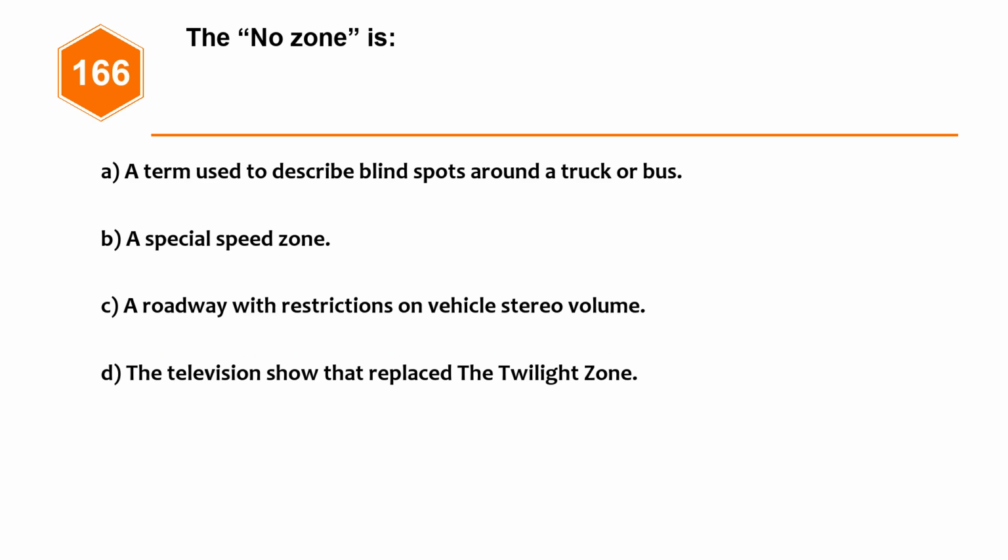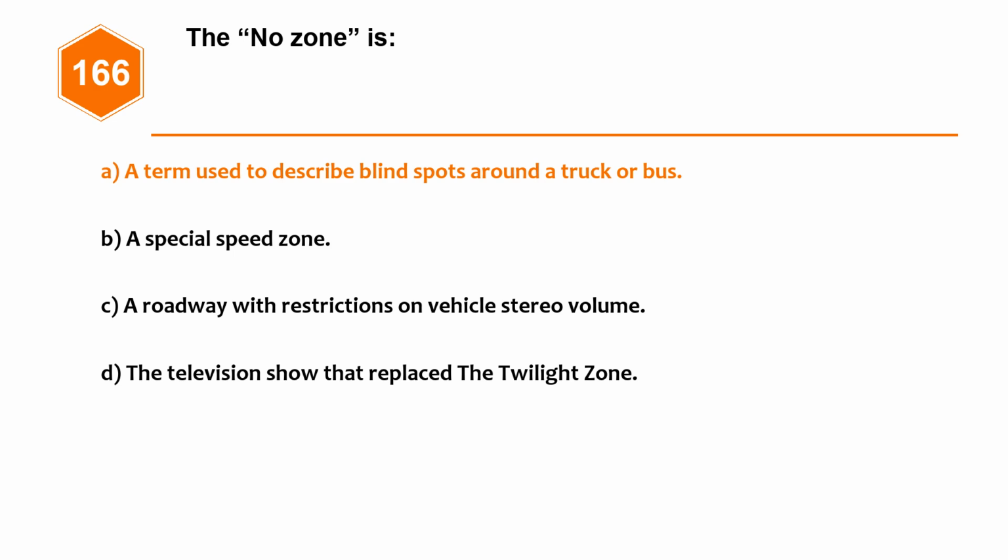Question 166. The no zone is Option A, a term used to describe blind spots around a truck or bus. Option B, a special speed zone. Option C, a roadway with restrictions on vehicle stereo volume. Option D, the television show that replaced the Twilight Zone.